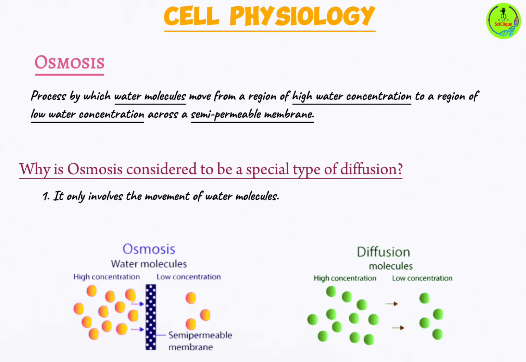So whenever you see a question that focuses on the movement of water molecules from one point to another, that is none other than osmosis. Now, number two, the reason why osmosis is considered to be a special type of diffusion is because osmosis always takes place across a semi-permeable membrane. Diffusion, on the other hand, can happen with or without a membrane. But osmosis only happens across a membrane, and that membrane has to be semi-permeable. Why? To allow movement of water particles across it.